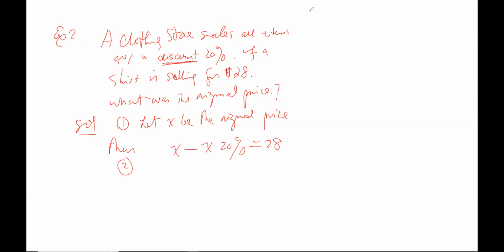The keyword says discount. Discount means what? You take that percentage off. You agree? That's the definition of discount. So then this says 0.8X equals 28. That implies X equals 35. So the answer is, as we said, no matter what, try to answer the question, okay? The original price is $35.